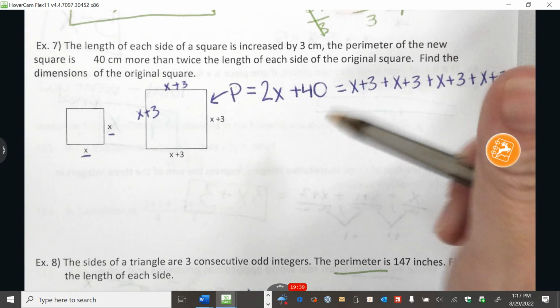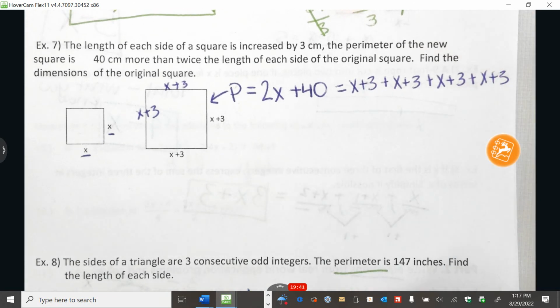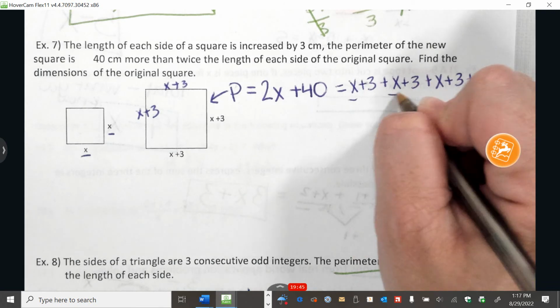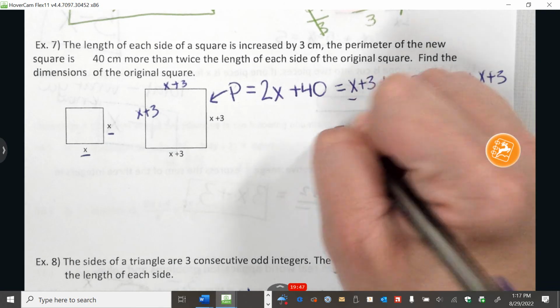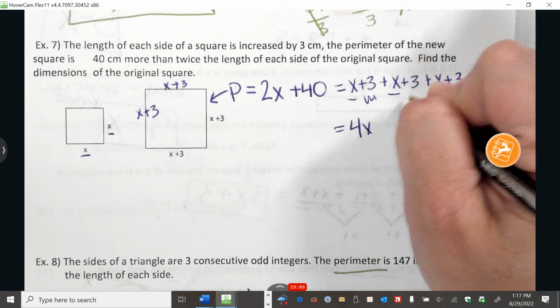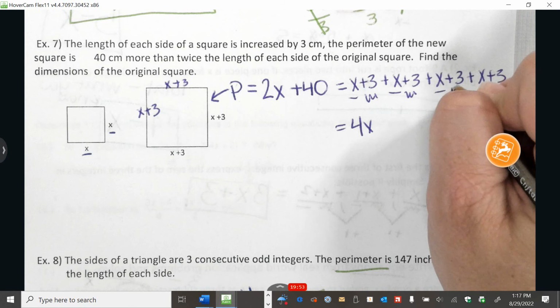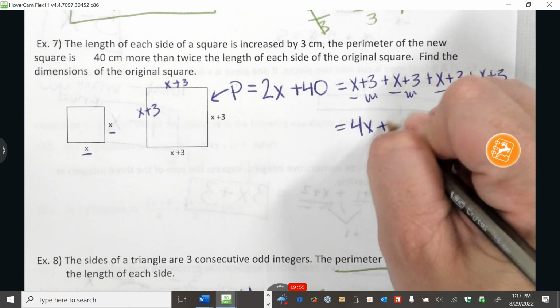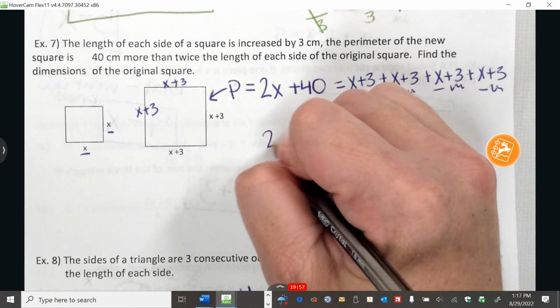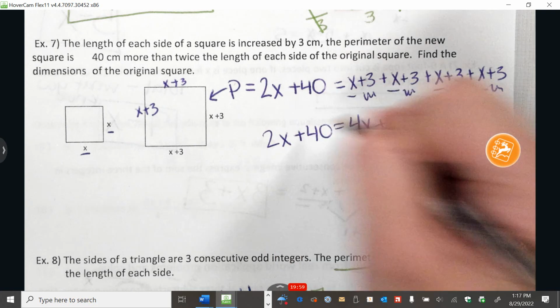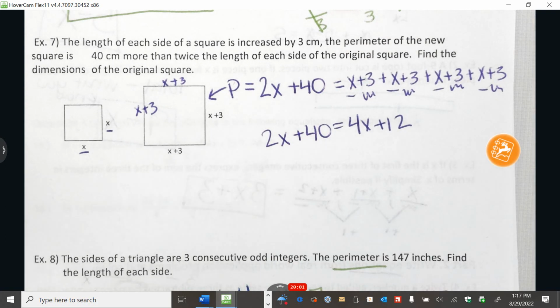What are my like terms? We need to simplify that right side. Yeah, 1, 2, 3, 4x. And then we have 3 plus 3, which is 6, plus 3 is 9, plus 3 is also 12. And I'm going to bring down that left side. Now, does it look like something we know how to solve? Yes. So what am I going to do first?